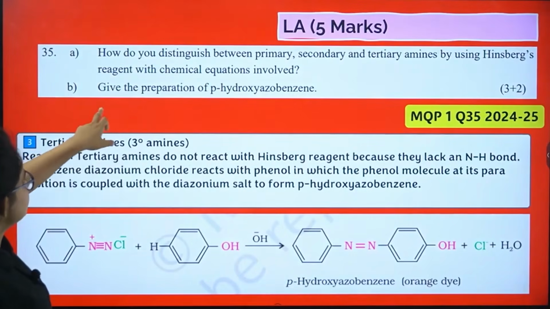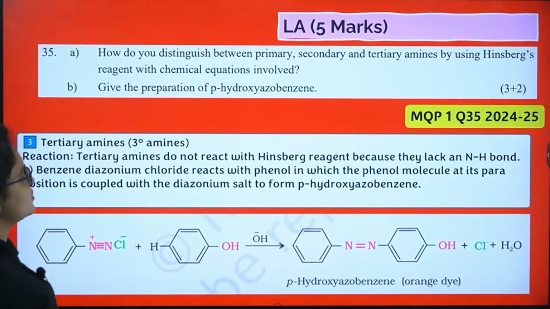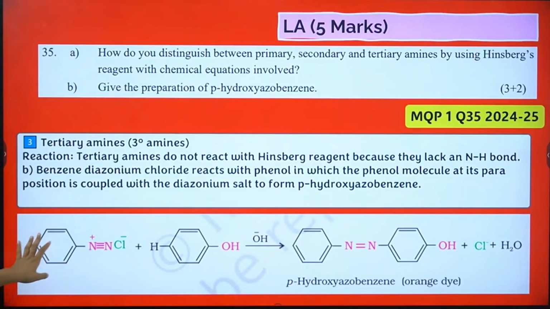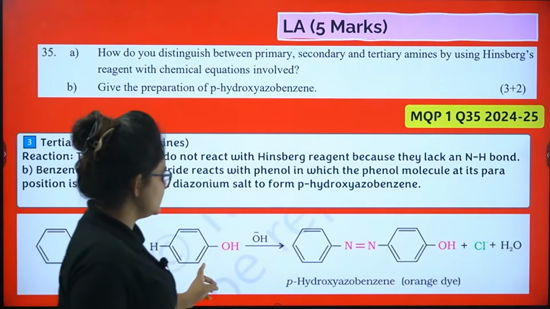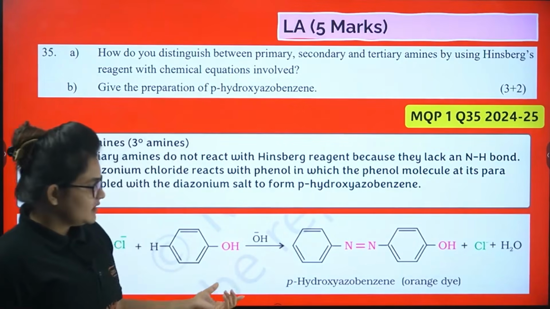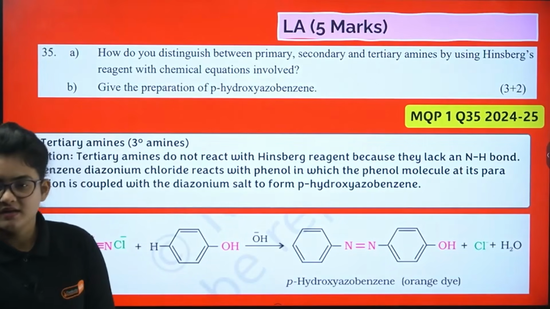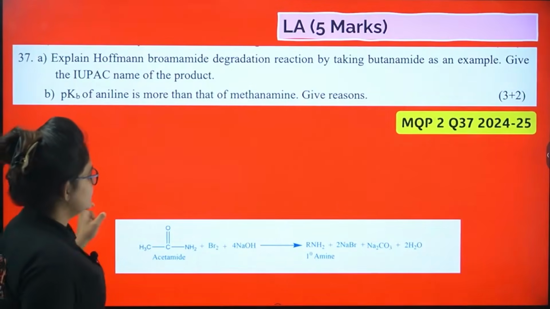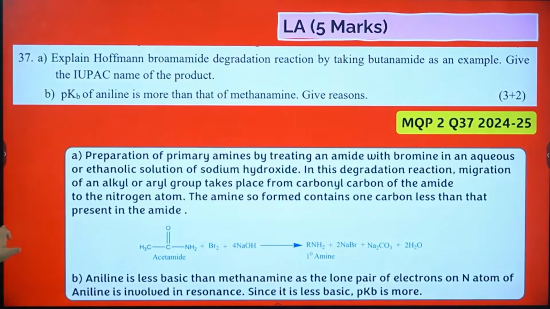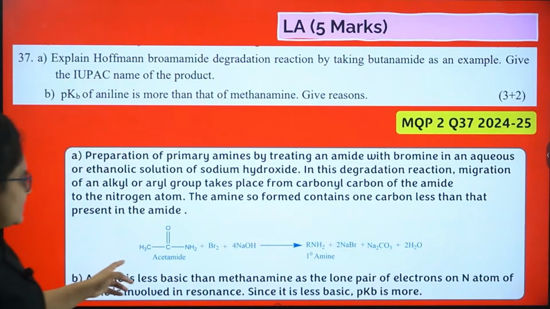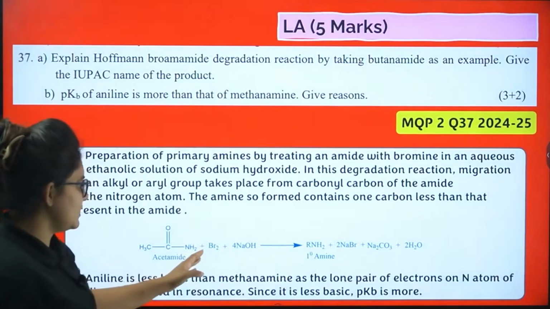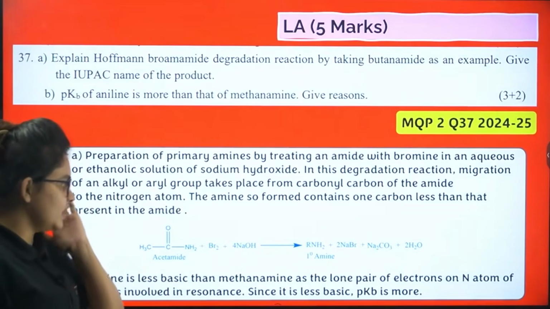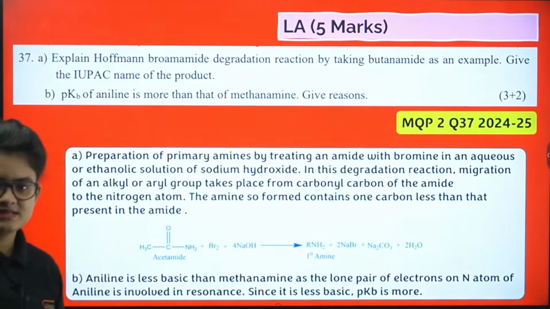Next question, you can see give the preparation of para-hydroxyazobenzene. Here you can see this is benzene diazonium chloride in a coupling reaction with phenol. It will give you the orange colored dye in basic medium. Okay, let's proceed. This is your Hoffmann bromamide degradation reaction. Already I explained, if you have an amide, then in presence of bromine and NaOH, you will get a 1 degree amine, one carbon less system.